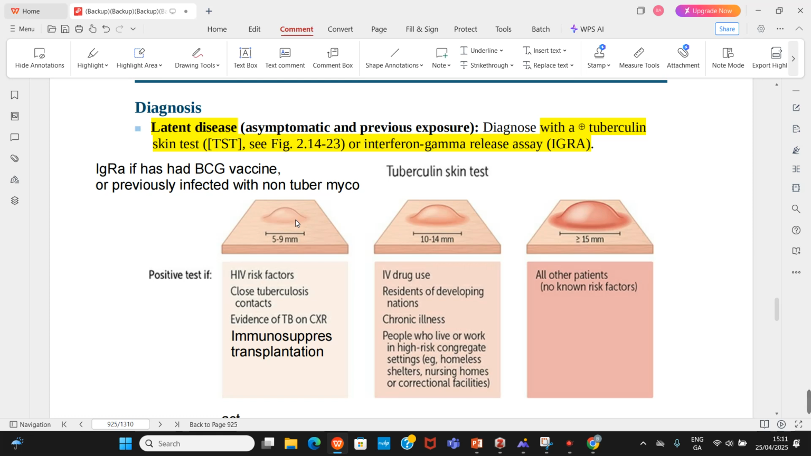Mind you, we measure the indurated area. We don't measure the erythematous area. Don't extend the measurement to the area of erythema. No. It is the induration area that you are going to measure. Please don't joke with this.